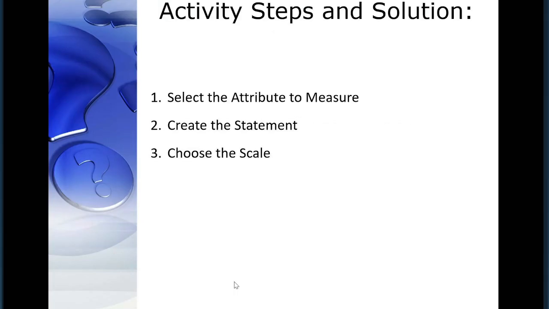You can select the attribute to measure. For this, you can choose a specific aspect of customer satisfaction such as overall product satisfaction. Then you can create the statement, that is, you can write a clear statement related to the attribute like, I am satisfied with the quality of this product. Then you can choose the scale, that is, you can decide a 5-point Likert scale varying from strongly disagree, which you code as 1, to neutral 3, to strongly agree, coding 5.